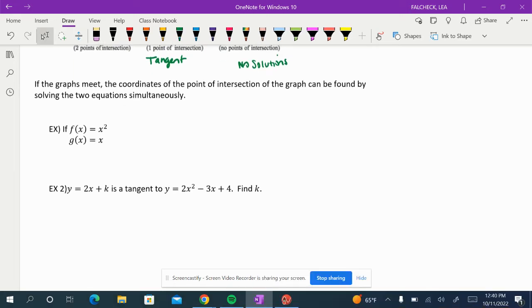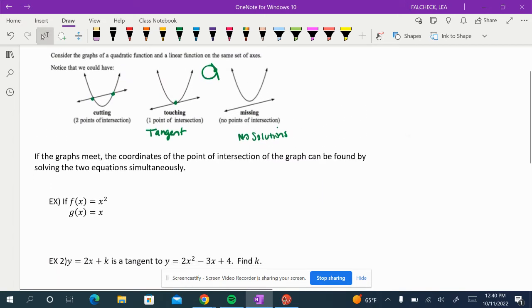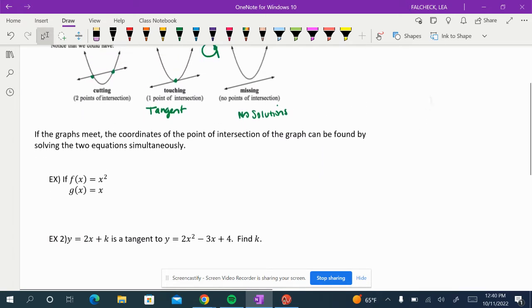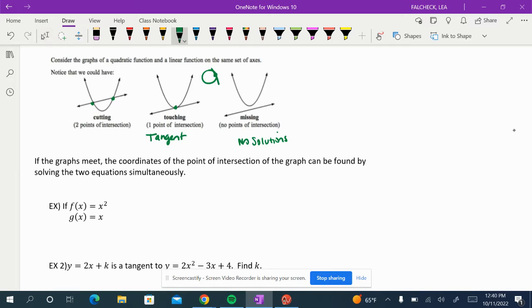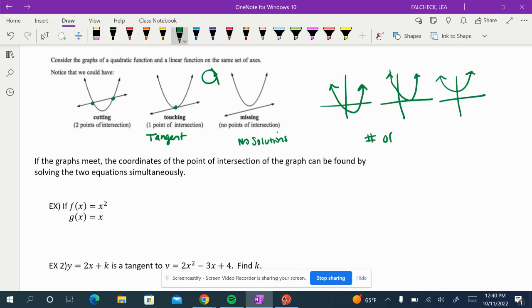You can not only use the discriminant to find the nature of solutions, if a parabola is going to cross the x-axis twice, one time, or no times. You can also use it to determine the number of intersections.